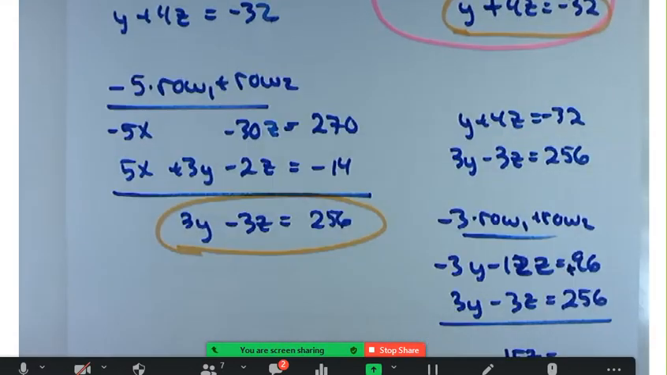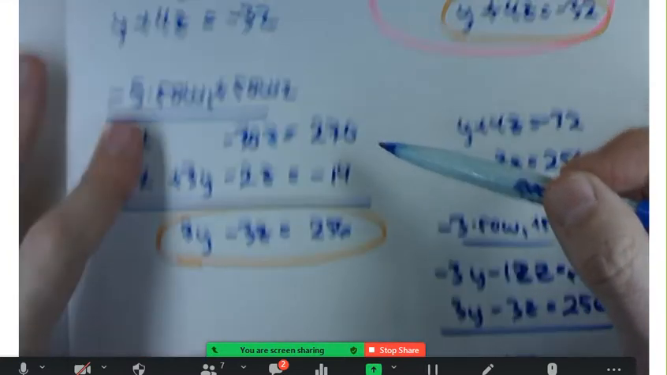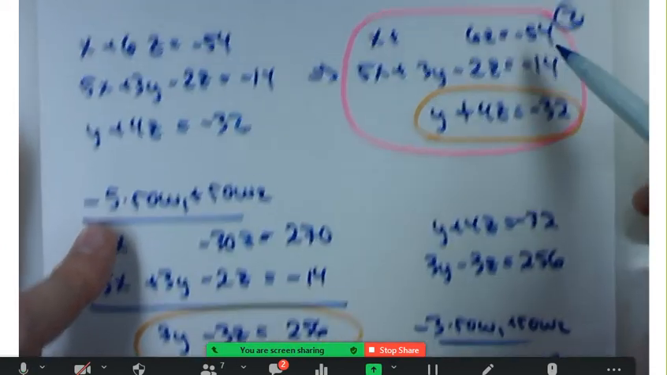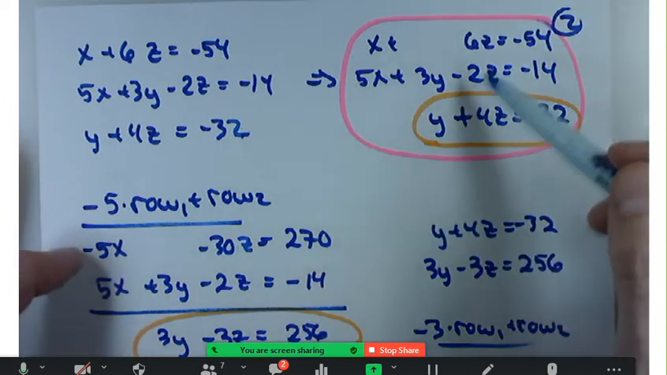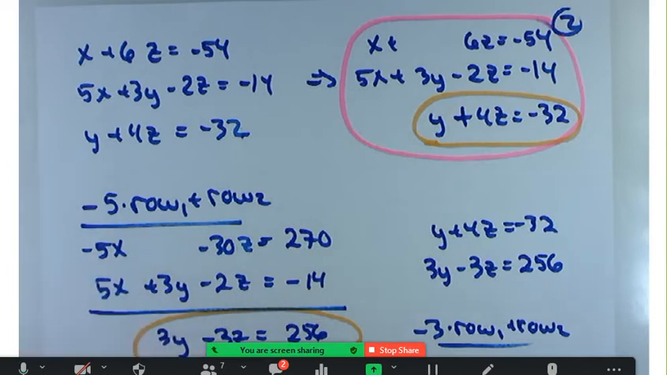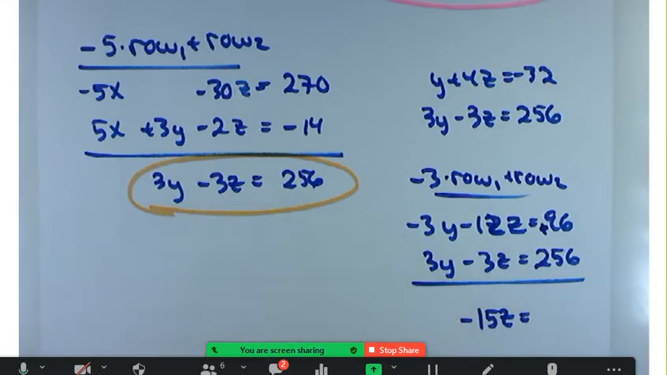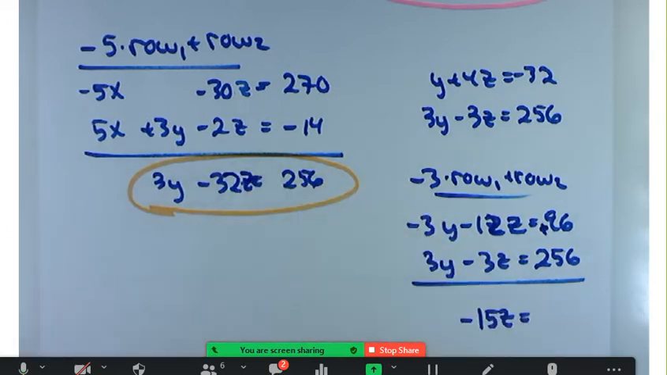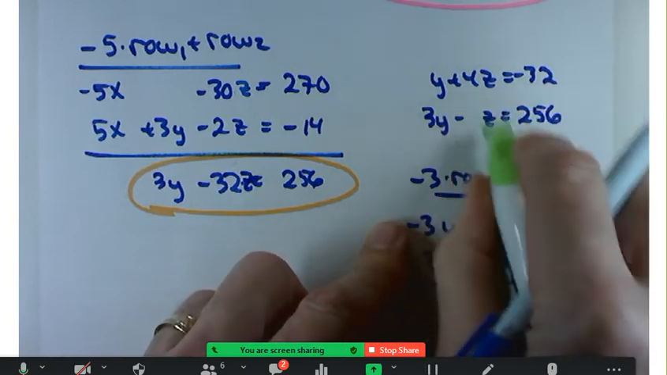Let's see. Y was 0. 2, 54. Negative 5 times that is 270. Oh, this is negative 32. That's the problem. That should be negative 32z. And then a negative 32z here.